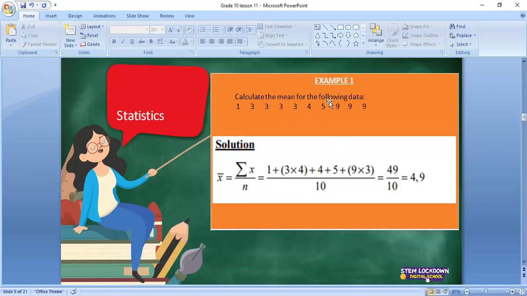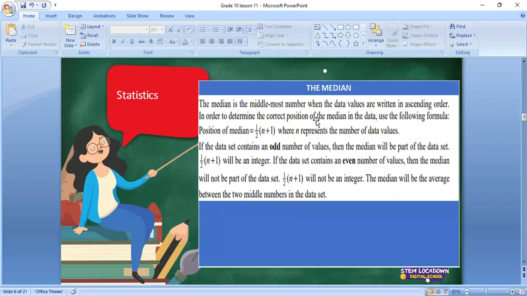Now let's look at the median. So the next one we're looking at is the median. The median is the middlemost number when data values are written in ascending order. When you arrange your data in ascending order, the middlemost value is your median.